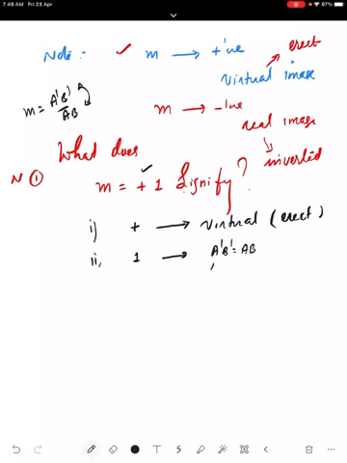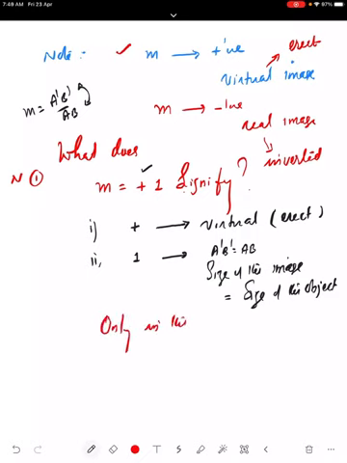That means size of the image is equal to size of the object. So you have to just recollect from your memory in what case this is possible. That means the image should be virtual and the size of the image should be same as the size of the object. When will it be possible and which type of mirror? So, this is possible only in the case of plane mirror.